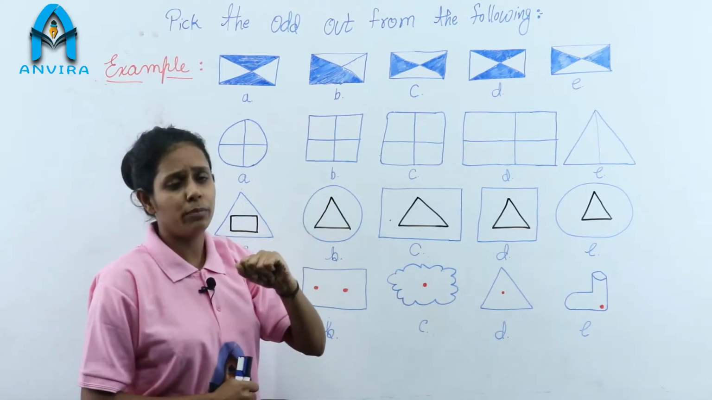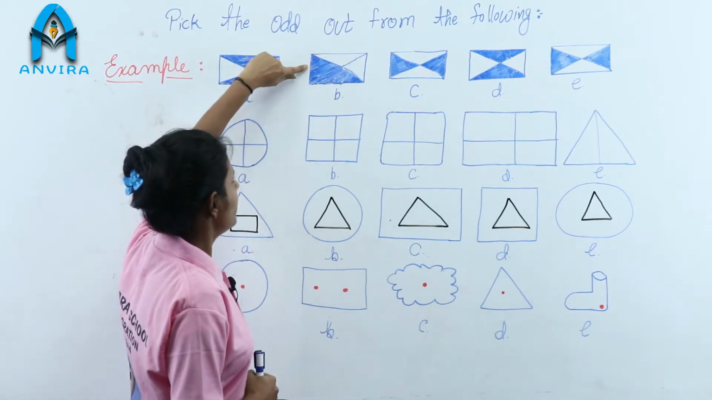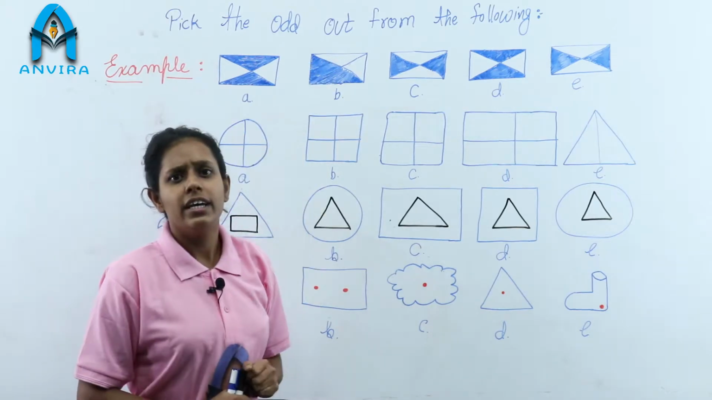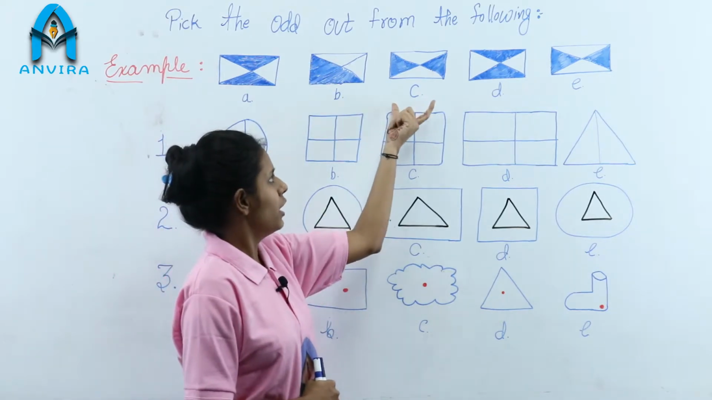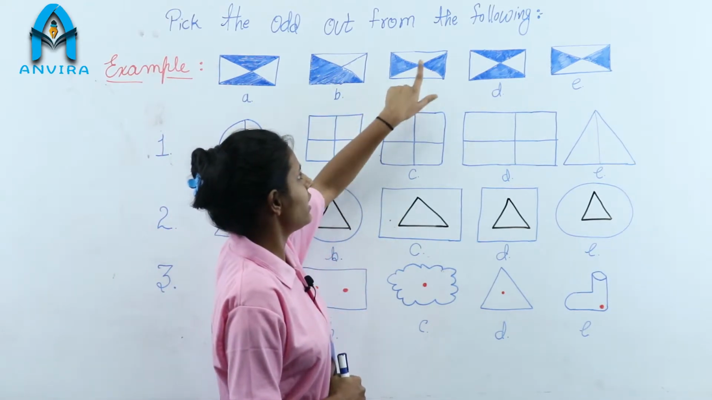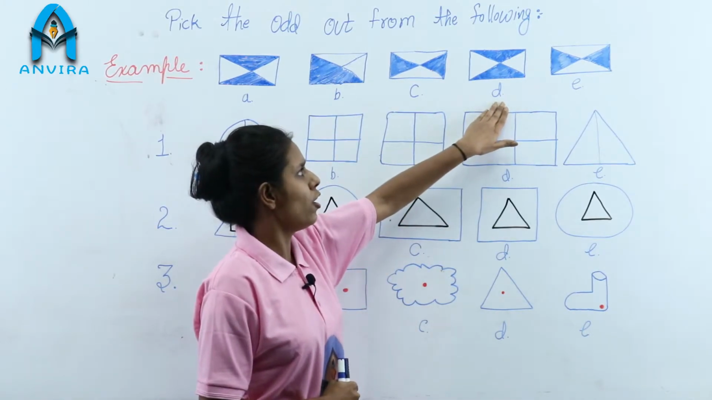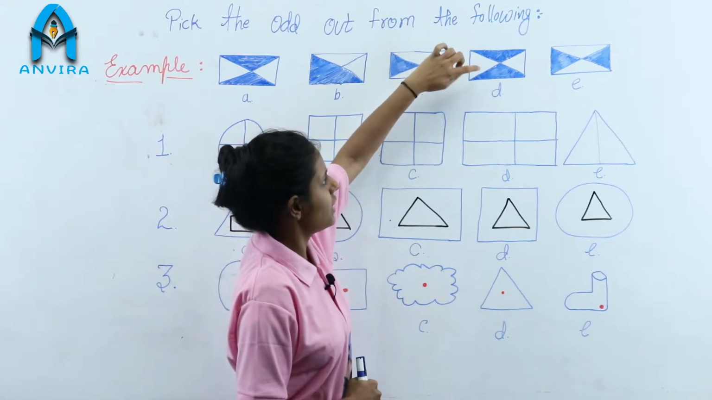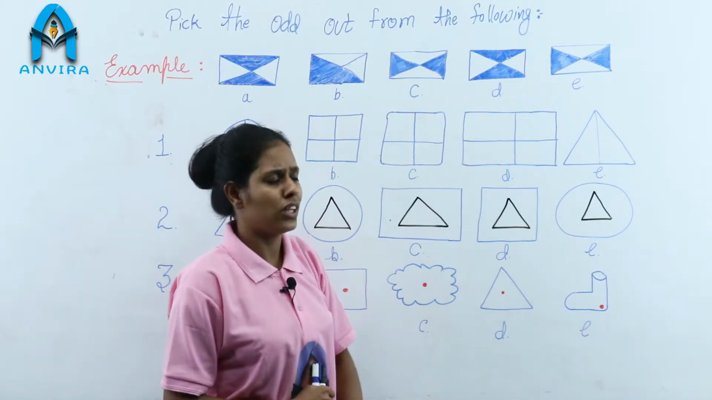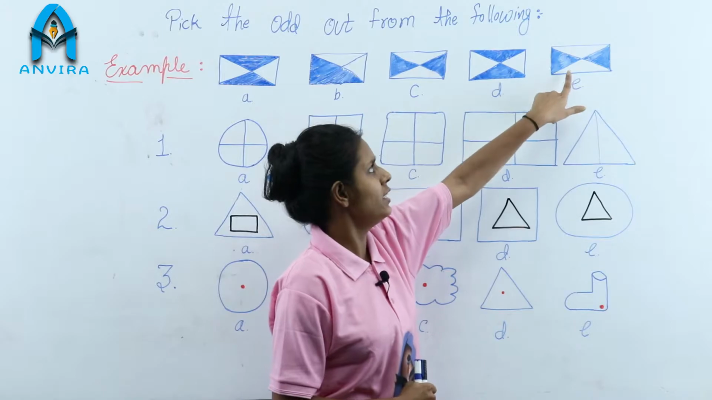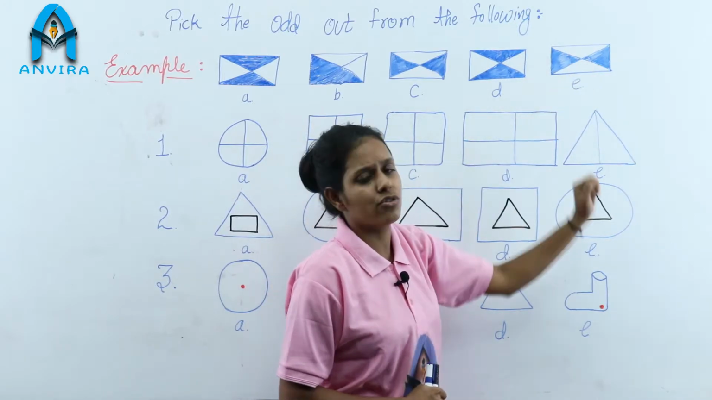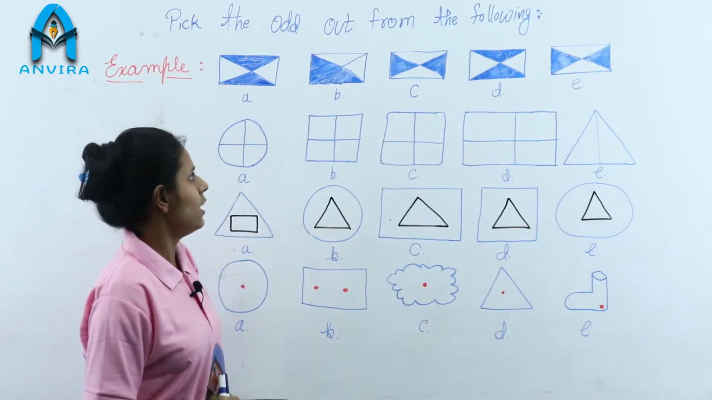Now, look at option B. In this option, this and this triangle is filled with color. In option C, this triangle and this triangle is filled with color. In option D, this and this triangle is filled with color. In option E, this triangle and this triangle is filled with color.